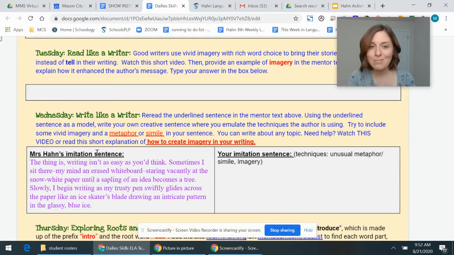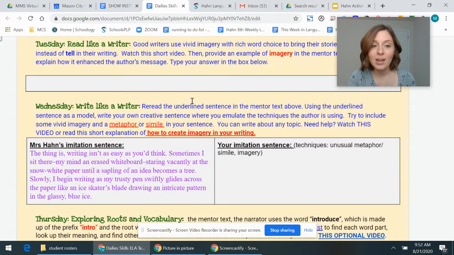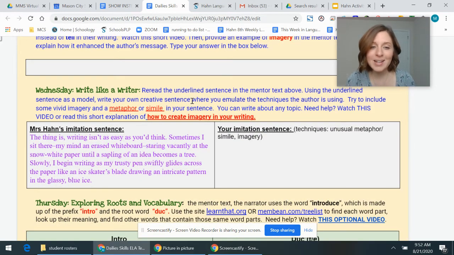Notice how I started the same way? The sentence is, the thing is, she's not as perfect as you think. Here we go. The thing is, writing isn't as easy as you'd think. Sometimes I sit there, my mind an erased whiteboard, staring vacantly at the snow white paper until a sapling of an idea becomes a tree. Slowly, I begin writing as my trusty pen swiftly glides across the paper like an ice skater's blade, drawing an intricate pattern in the glassy blue ice.